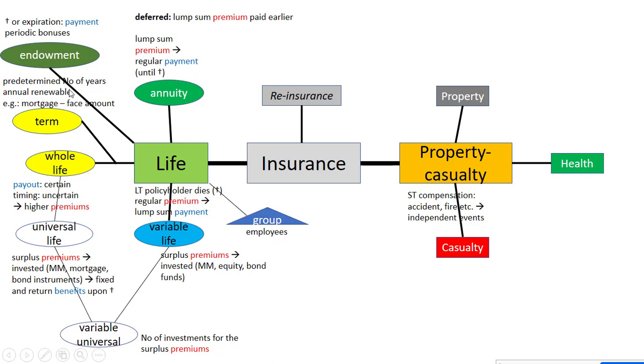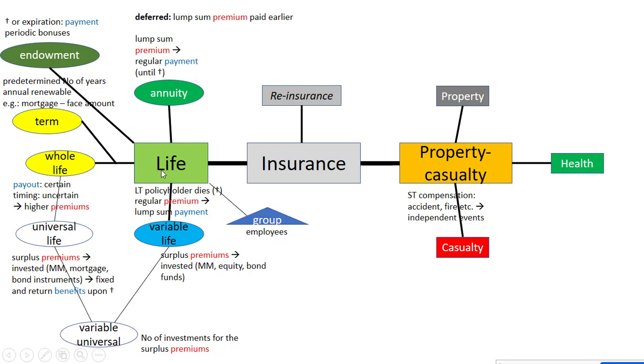Also, we can see the endowment. So in the case of death or expiration, we have the payment, but in this case the expiration of the contract will provide us also payment. So if we are living long enough and we are not dying during the contract, then we get payment. And if we are able to elongate the contract or not dying during this process, then we can get some bonuses.